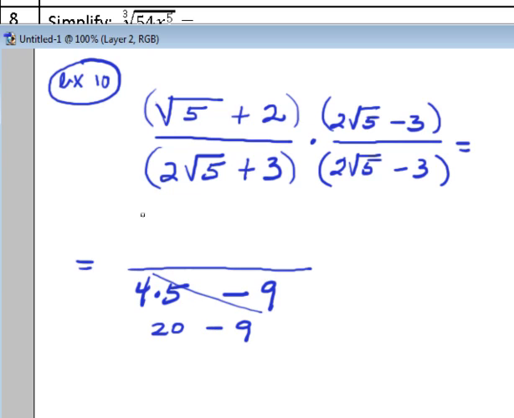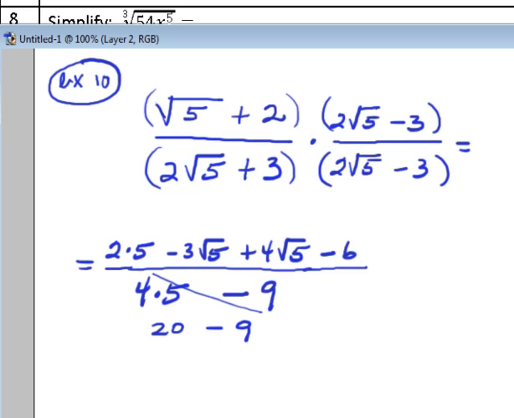Now let's do the numerator. We're going to do a full FOIL multiplication in the numerator. Root 5 times 2 root 5, that's 2 times 5. That's the first. Outer, minus 3 root 5. Inner, plus 4 root 5. And finally last, 2 times minus 3, that's minus 6.